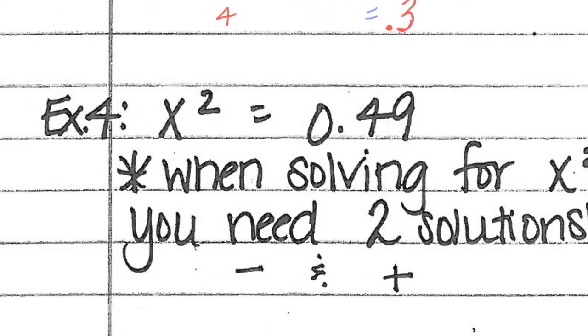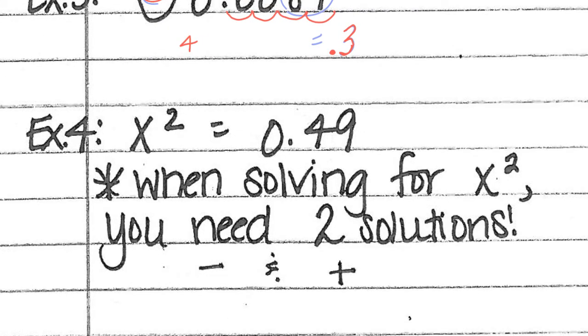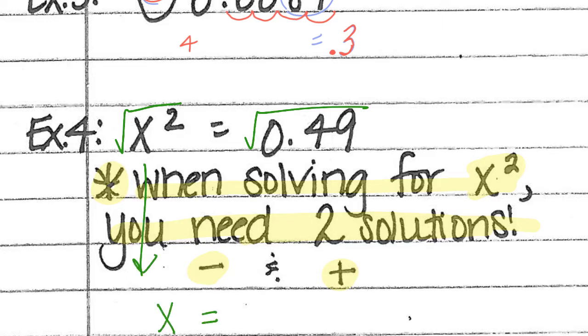All right, I do have a star circle highlight here for you. So notice my star circle highlight gives us a little suggestion. When solving for x squared, you need 2 solutions. You always need a positive and a negative solution. So if I was to solve this x squared, I would take the square root of each side. When I do that, I'm going to have x is equal to, well, I know the square root of 49 is 7.